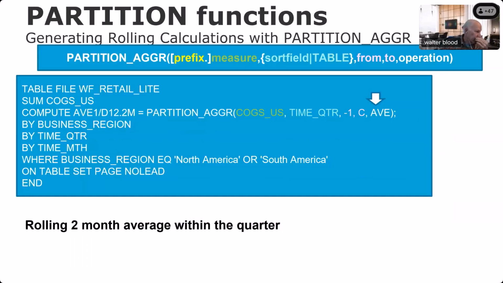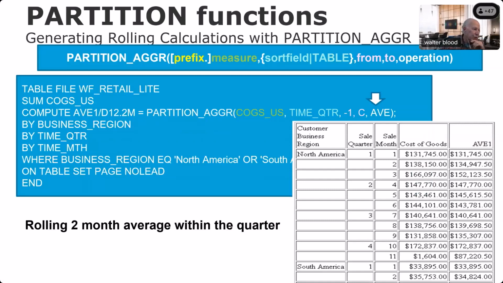All right. Here's a case where we're going to take a quick look and pull out a 2-month average within the quarter. All right. And that's what we're doing. We're actually literally setting this up. We're going to use the time quarter as our break field. We're going to go back 1. We're going to go to current, and we're going to use the average. So effectively, we're going to create an average of the last 2 fields, all right, within the quarter. And that's effectively what we can do.